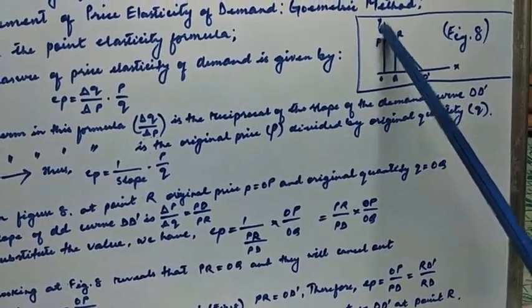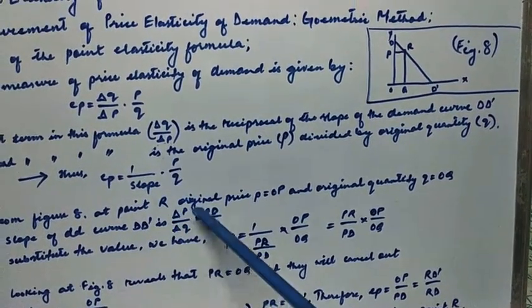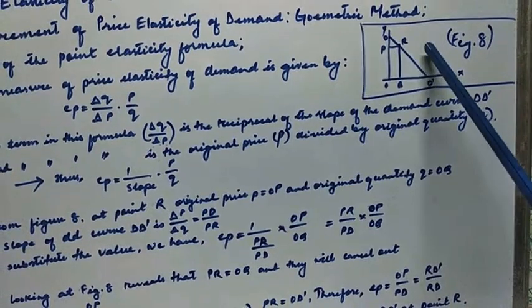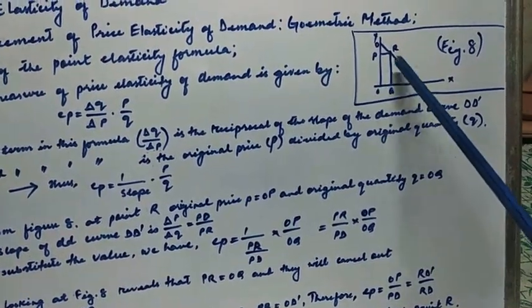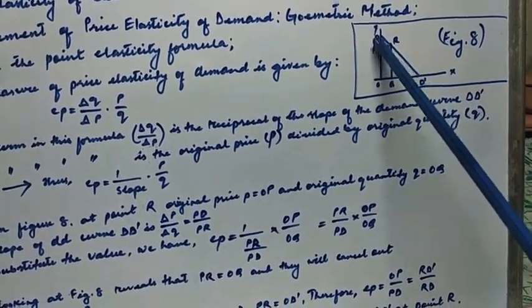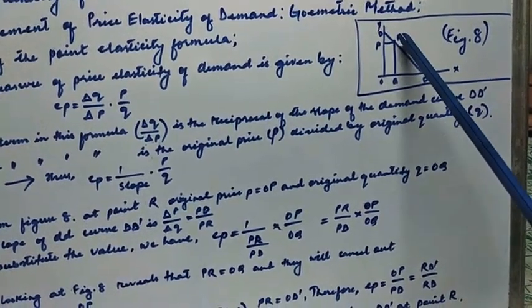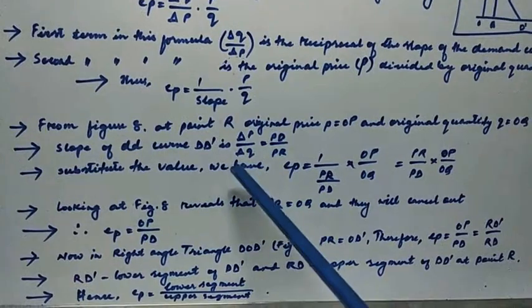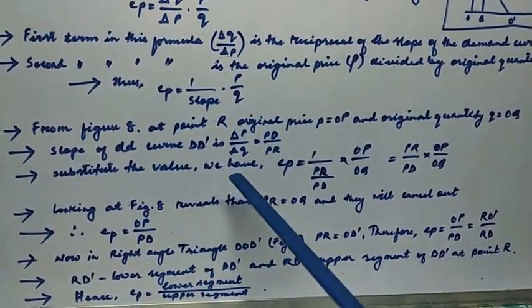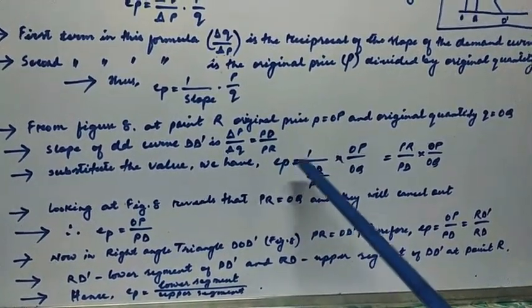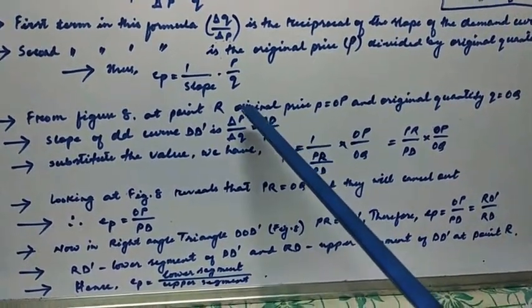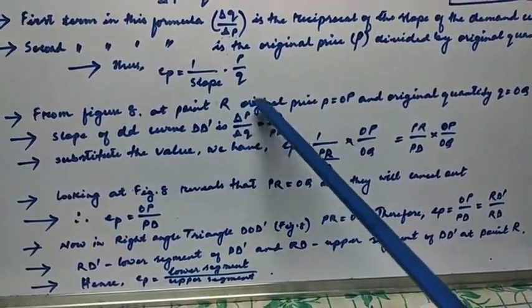So change in price is PD, and then change in quantity is PR. Because OQ is equal to PR, PD is the change in price and PR is the change in quantity. So we substitute the values, and we have EP equals 1, that is the reciprocal, divided by, we are just substituting this value with this.